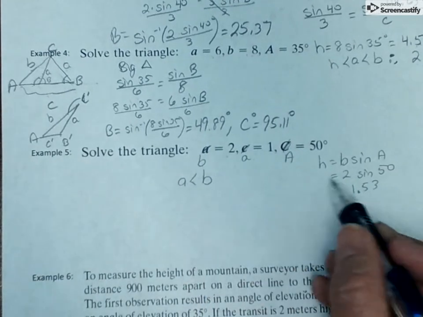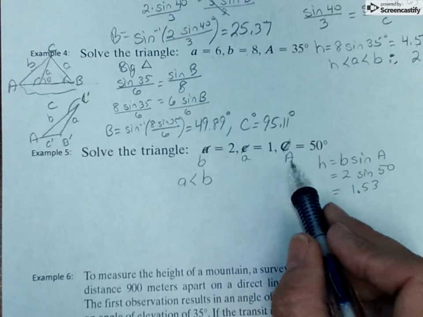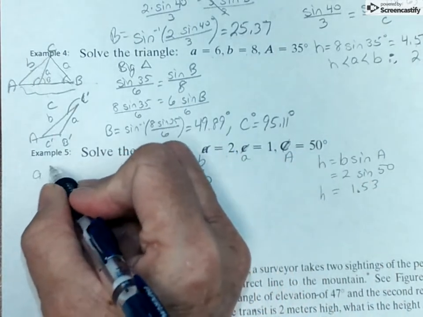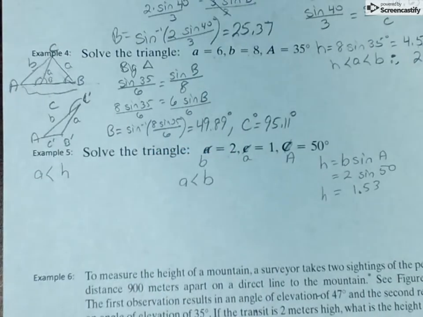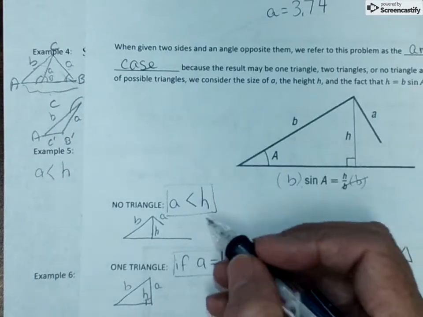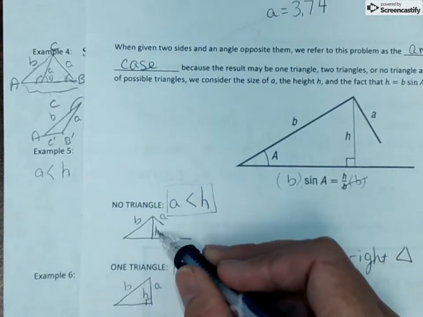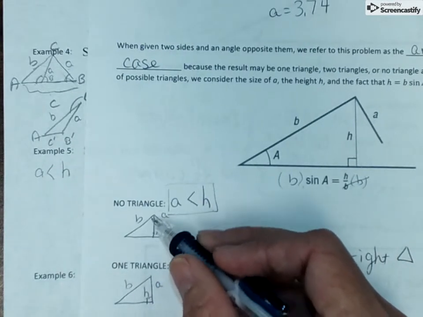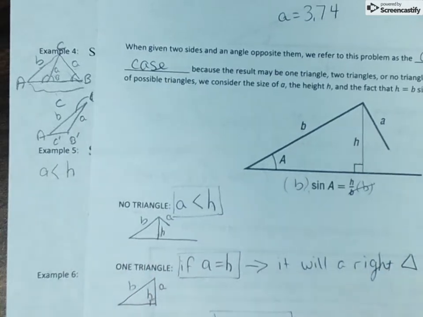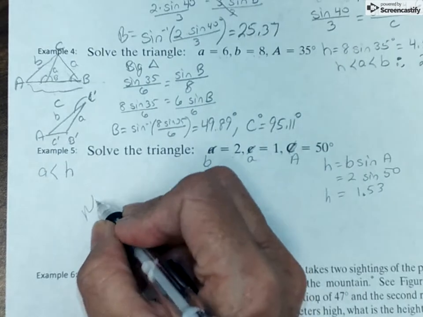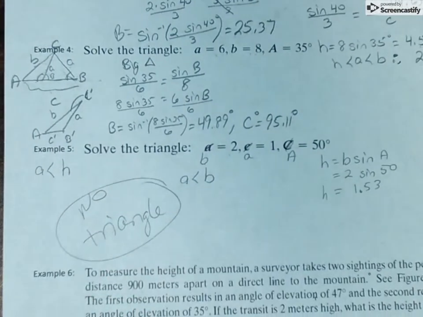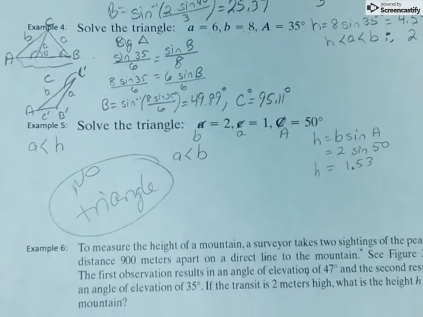Okay, so where does height fall in here? It looks like A is smaller than our height. So the case we're dealing with, A is less than height. That's an H, not a B. A is less than height. So we're dealing with this case. If the height is here, A can never touch our side C. So we get no triangle. That's easy. No triangle. This one doesn't give us anything to solve.